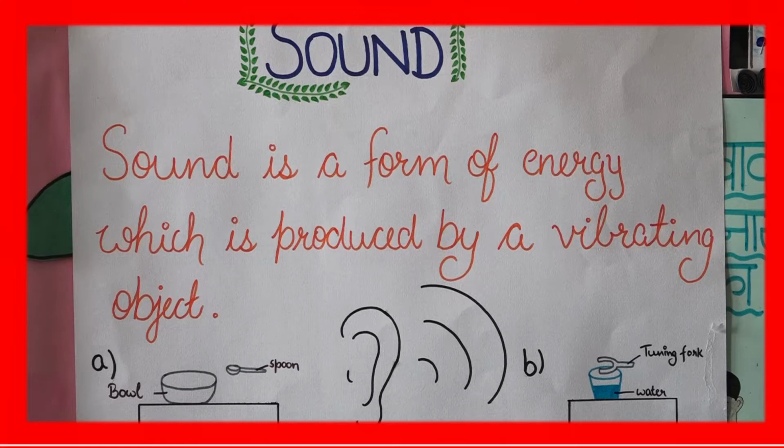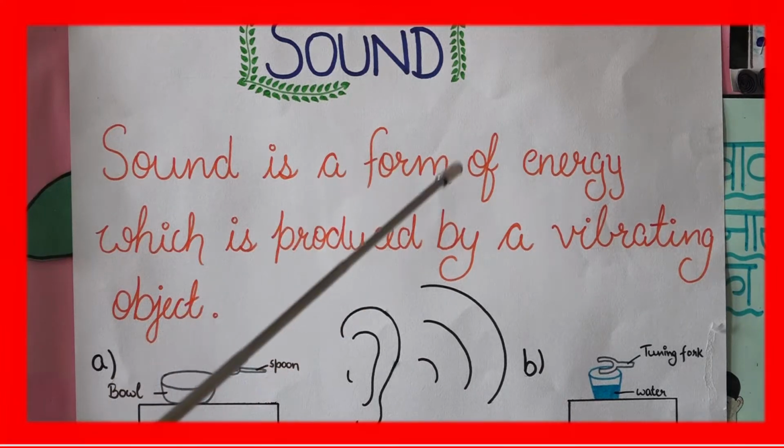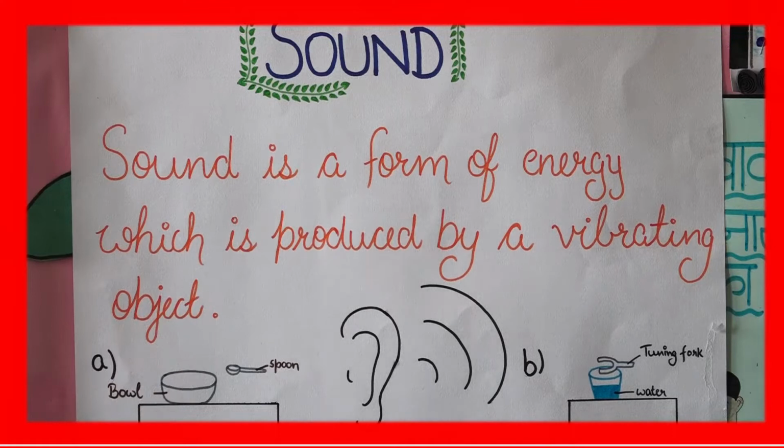Vibration means a kind of rapid to and fro motion. To understand the phenomenon of production of sound, let us understand it with the following activity. In activity 1, take a metallic bowl and a spoon, place the bowl on the table, and then hit it with the spoon. We will hear a sound. And now touch the bowl gently with a finger, we will feel vibrations.